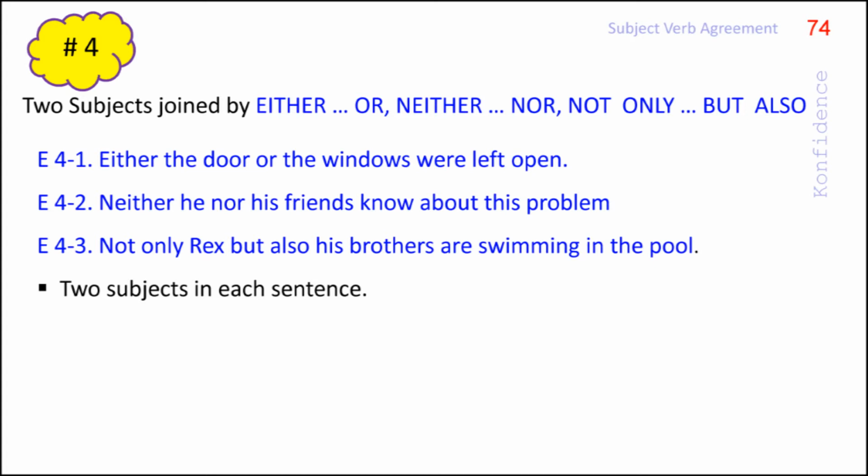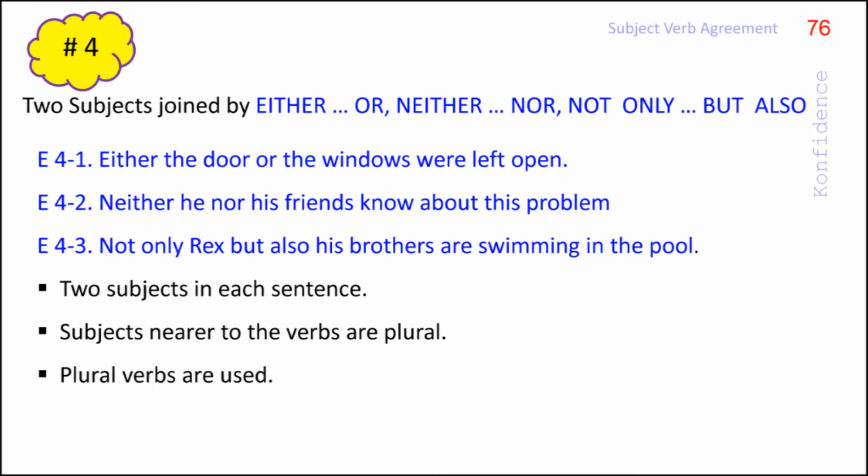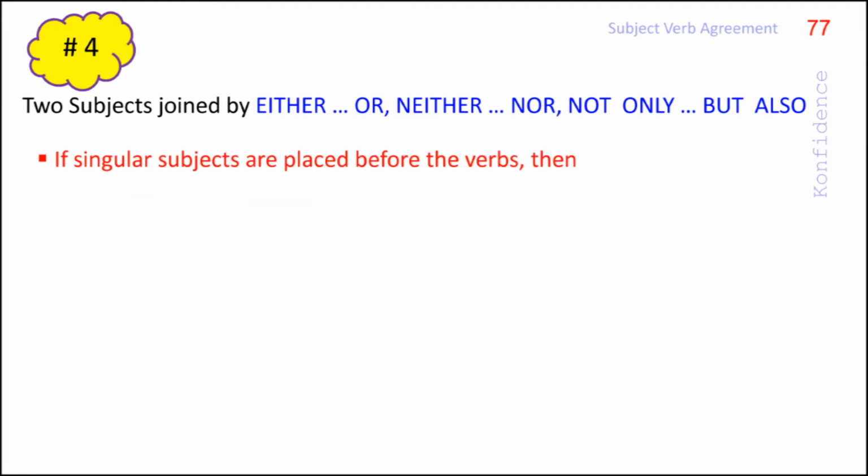In the first three examples, we can see two subjects in each sentence, and the subjects nearer to the verbs are plural. So plural verbs are used. Hence, windows were, friends know, and brothers are. These same sentences can be changed by placing the singular subjects before the verbs as given in the sentences.